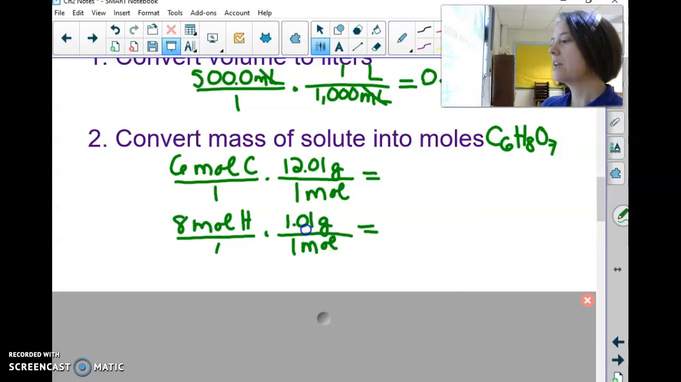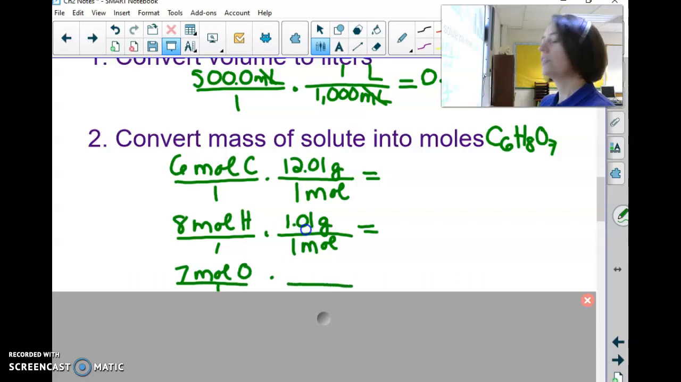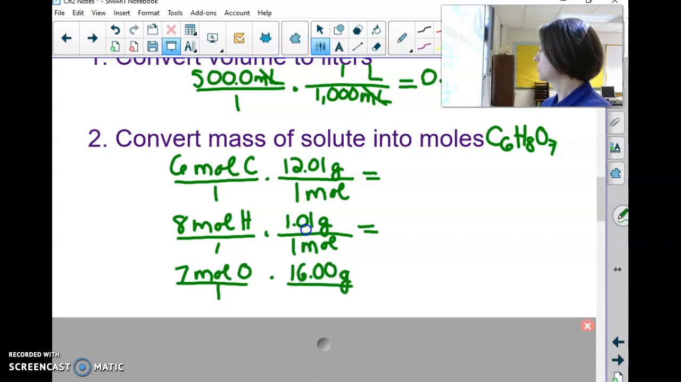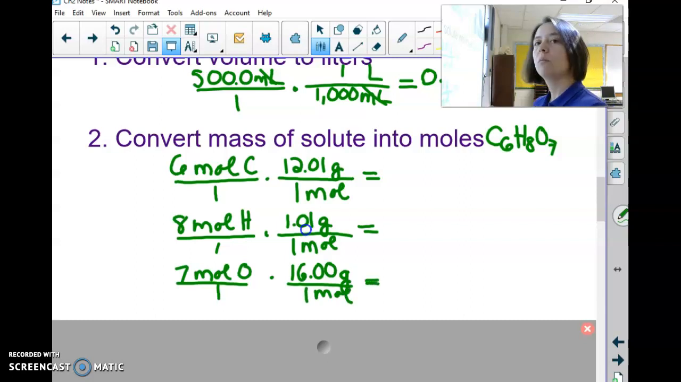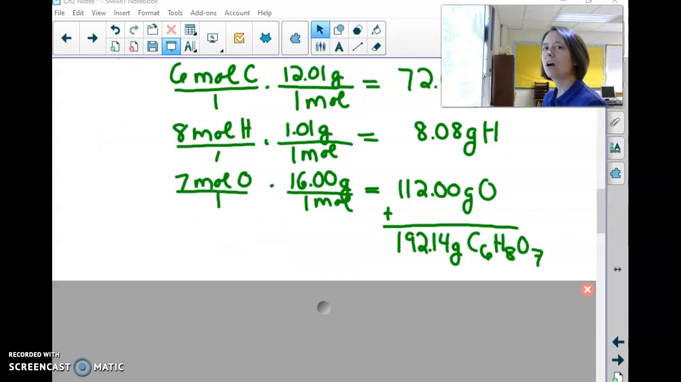And then I know that I have 7 moles of oxygen. And I know that the molar mass of the atom of oxygen, rounded to the nearest hundredth, is 16.00 grams over 1 mole. So please take a moment and figure out the molar mass of citric acid. Okay, if you got the molar mass is 192.14 grams, you are correct. Good job. So I got an answer, I'm done, right?